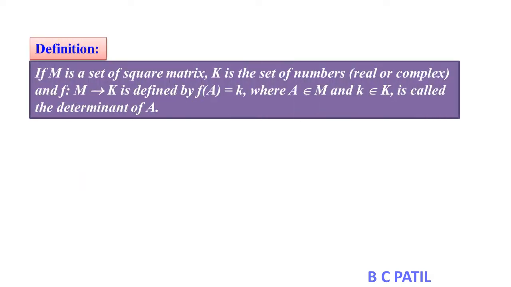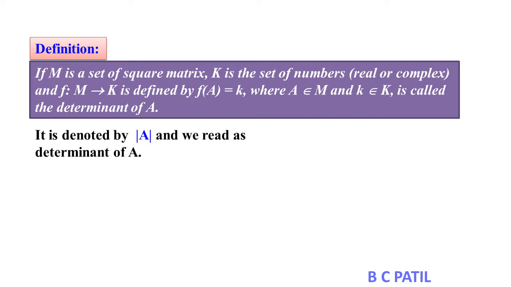Let us define it formally. If M, capital M, is a set of square matrix, K is the set of numbers, it may be real or complex, then F is mapping from M to K defined by F of A equals K, where A belongs to M, K belongs to capital K, is called determinant of matrix A. It is denoted by determinant of A, we read as determinant of A. It is also denoted by det of A or delta.